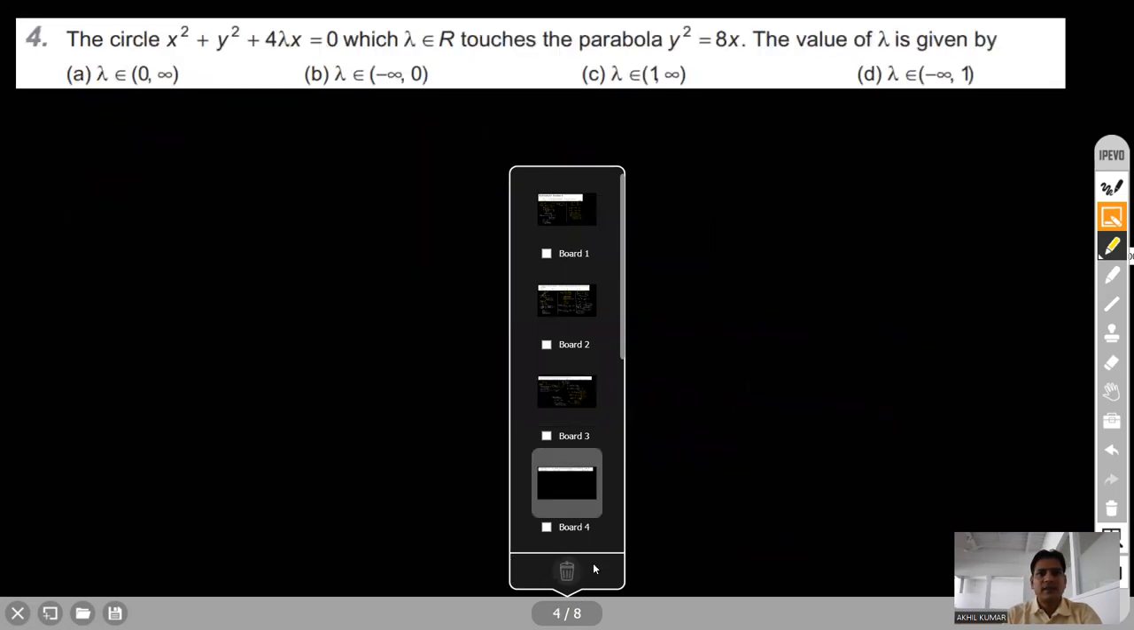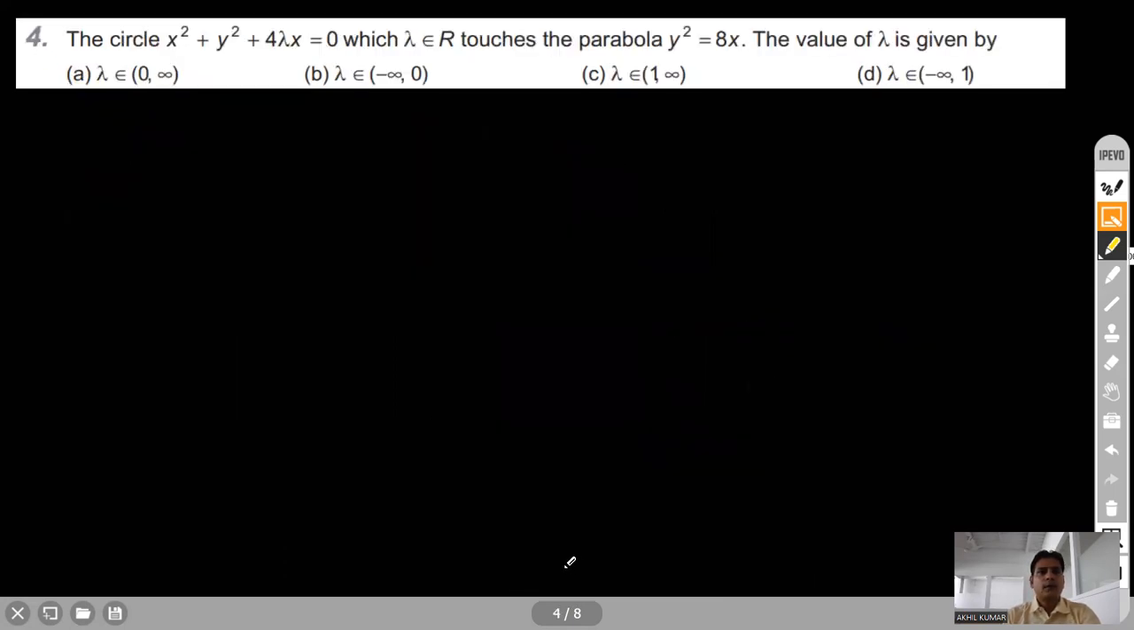Now let's see the next question. The circle x square plus y square plus 4 lambda x equal to 0, where lambda belongs to real numbers, touches the parabola y square is equal to 8x. So basically one parabola is there, suppose this one, and one circle is there.